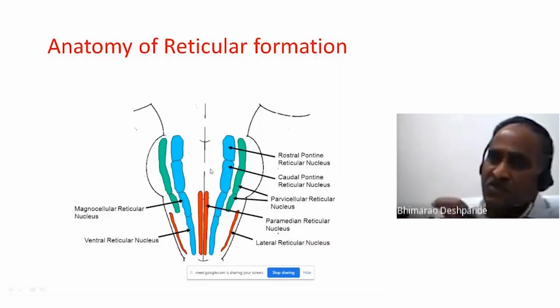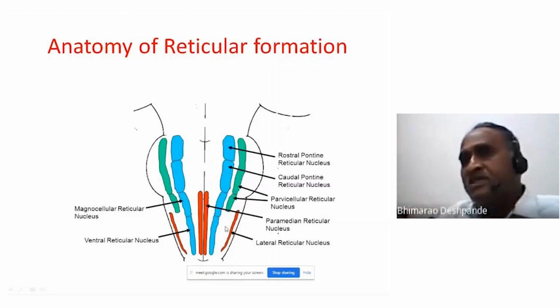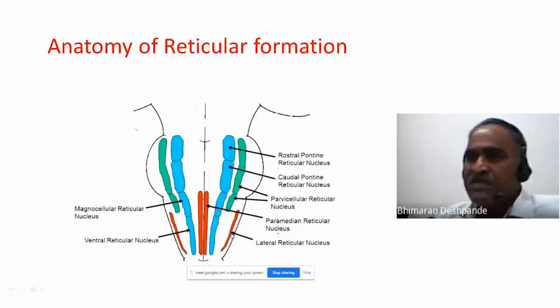So that means we have anatomically four distinct nuclei. One is the midline, the paramedian reticular nucleus. This is a Raphe nucleus. Then comes the pontomedullary, rostral pontine, and then caudal pontine, and a medullary component. Then we have this parvicellular reticular nucleus on the lateral side, and a lateral reticular nucleus in the medulla.